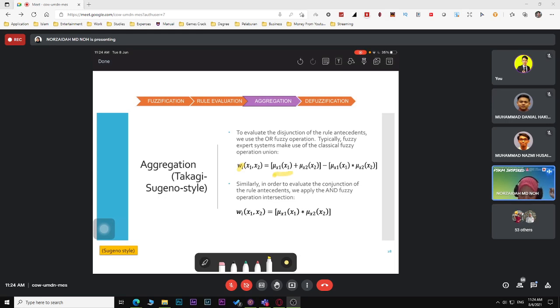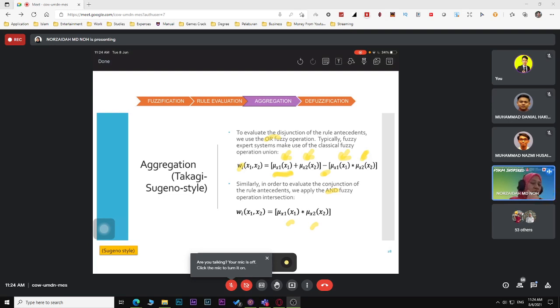Kalau or operation, tadi kita kata kita guna min max kan? Okay, satu guna min max, satu lagi kita kata kalau Takagi Sugeno, dia cadangkan guna satu operation dia kata production rules function. Okay, so you kena tambahkan dulu value untuk x1 dengan x2, lepas tu you darabkan x1 dengan x2, lepas tu baru you tolakkan. Okay, kalau ini untuk or, kalau and dia terus darabkan sahaja. Ini kalau Takagi Sugeno style. So you kena tengoklah teknik apa yang guna.